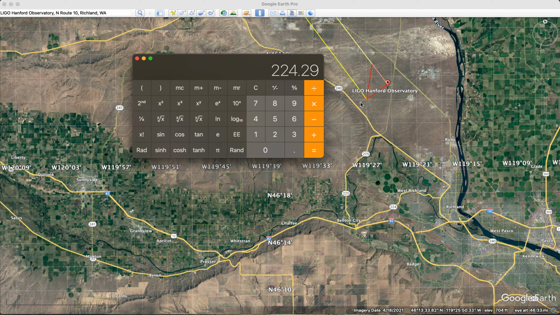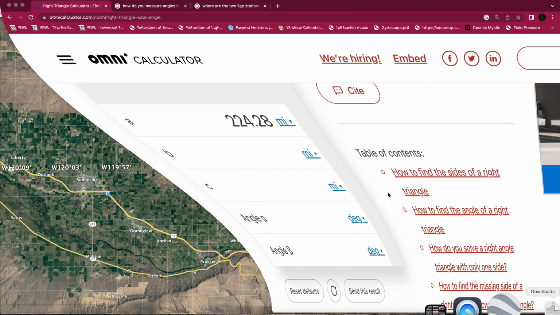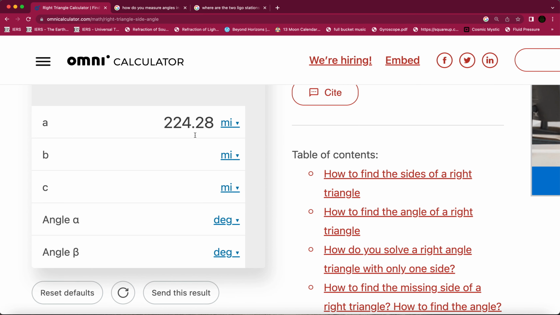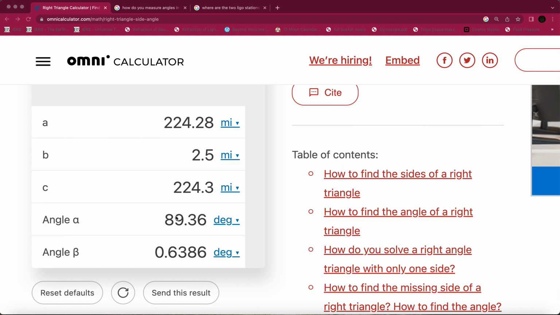They're obviously one from here and one from here. But this side here is technically the side we need to solve for. So I come into the triangle calculator, we have our first side in, 224.28, and we put in our second side, which is 2.5. The calculator said 224.29, so it's very, very close. So this side here is the side we solve for, and that is the actual distance in straight lines.